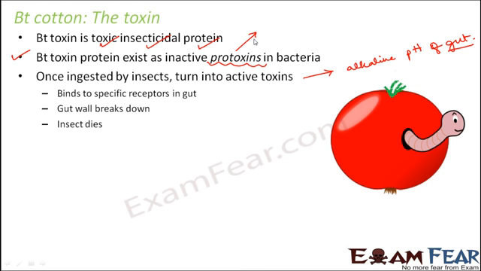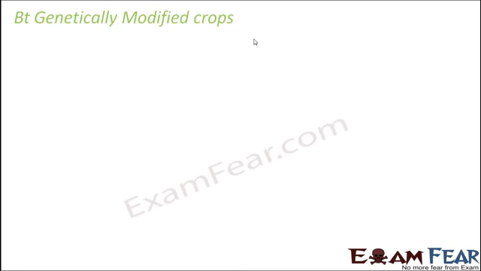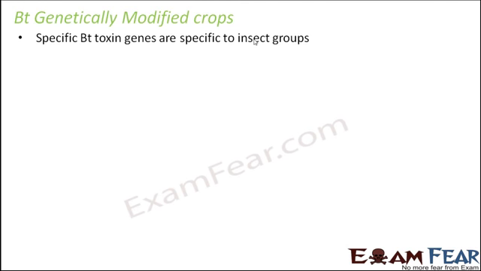But when it is taken in by the insects, it will become activated. That is, it becomes toxic due to the alkaline pH of the insect gut. And as a result, it will break down the gut wall, the insect will stop eating, and finally the insect will die. So this is how Bt toxin works. Now, there are many crops which have been modified using this Bt toxin genetic engineering concept. Some of the examples we will share on the screen.